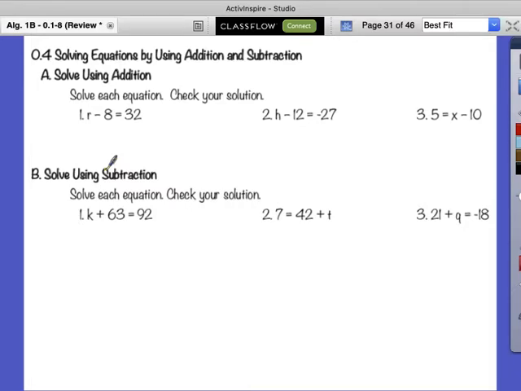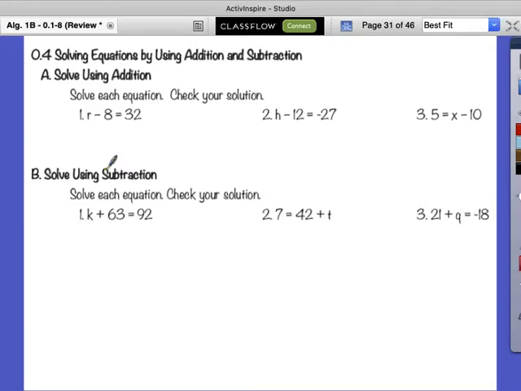Algebra 1B. Okay, actually, I'm off by a day. But we're gonna be solving equations by adding and subtracting. You guys remember one-step equations last year with Mrs. Springer? Yep. Okay, we're gonna be working on some of those today. So we're gonna work on the ones solved by adding and subtracting. So we'll be in 0.4.